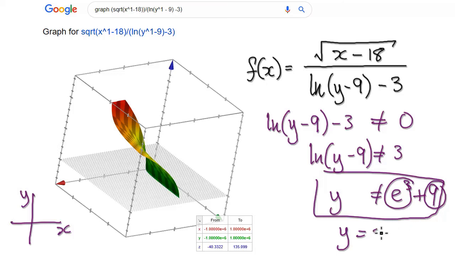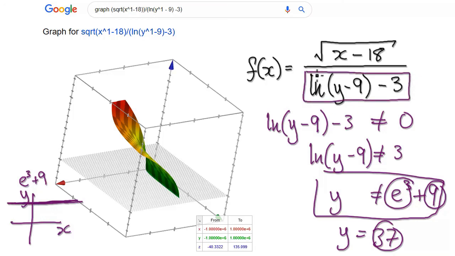Let me think. 20, 30. Well, just imagine this is like a constant, 37. So what it's saying is that y cannot be along this line here. This line here being e to the power of 3 plus 9. So it cannot lie on top of this line. That's our first demand. So our first demand is that this thing cannot equal 0.